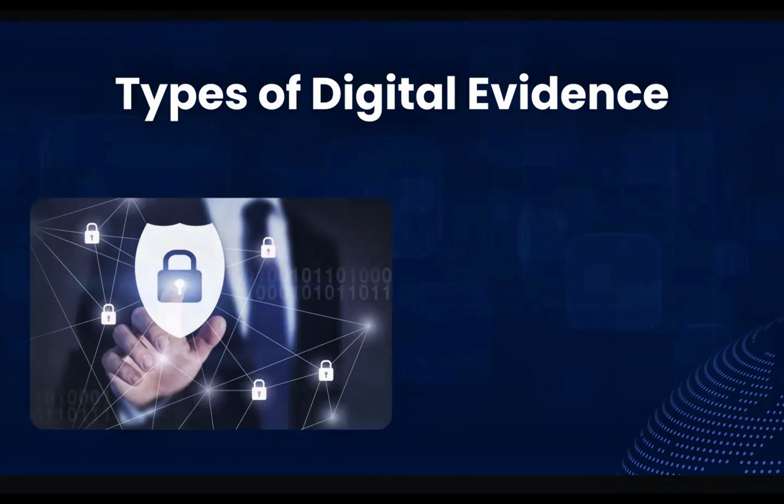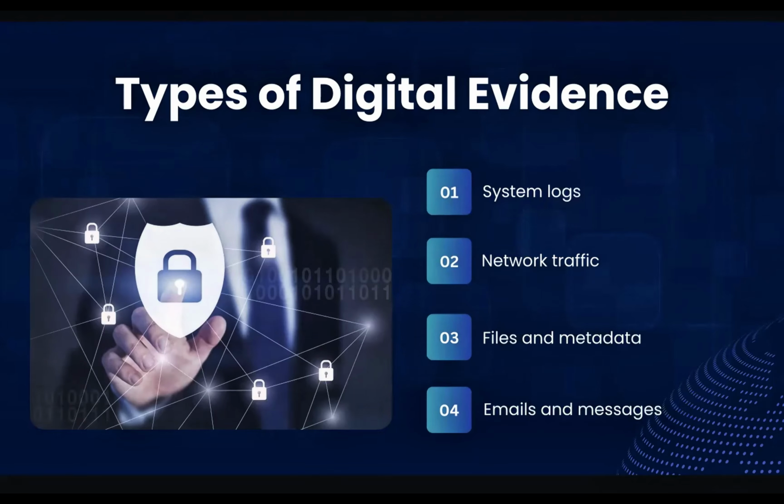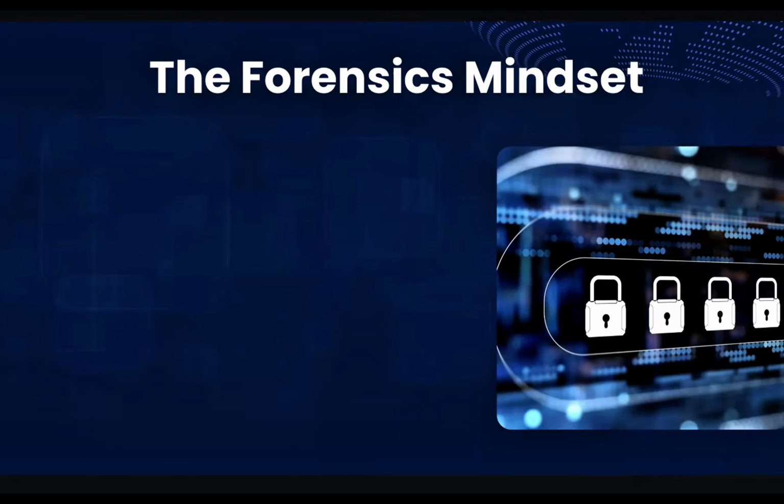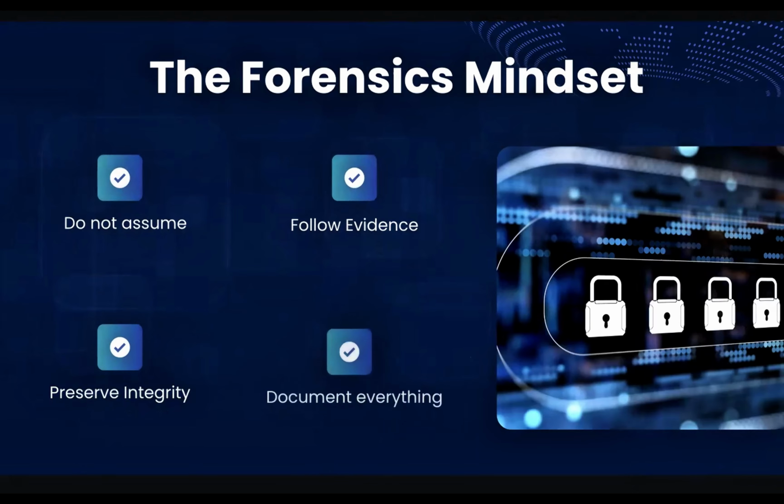What are the types of digital evidence that we have? Evidence comes from many sources. So we have system logs, network traffic, files and metadata, and lastly, we have emails and messages. What is the forensics mindset you should have? Forensics requires discipline. So, as someone into forensics, you do not assume anything. You must follow the evidence, you must preserve data integrity, and you must document every step taken.